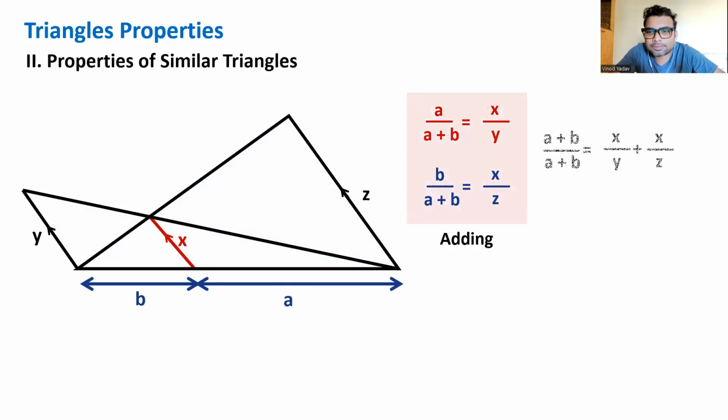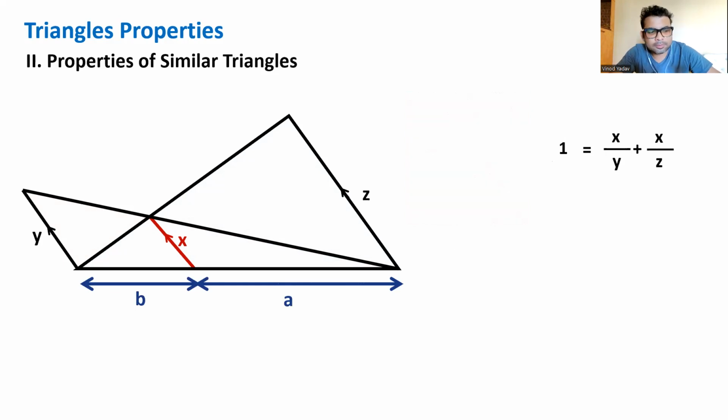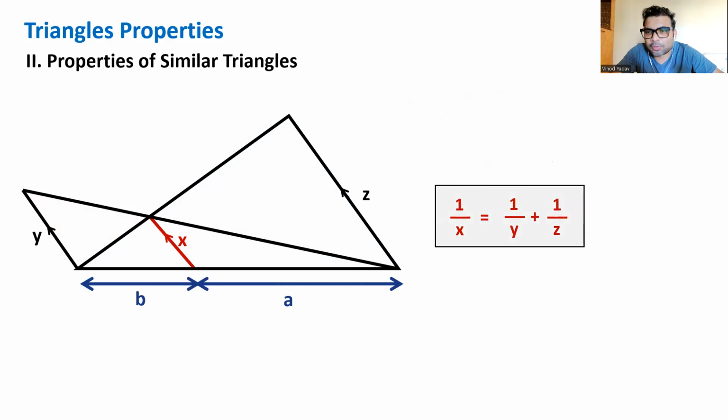Add them. So what did you get? This becomes 1, right? A plus B upon A plus B. Divide by X. This is a beautiful relation. The reciprocal of the middle one is equal to the sum of the reciprocals of the extreme ones.